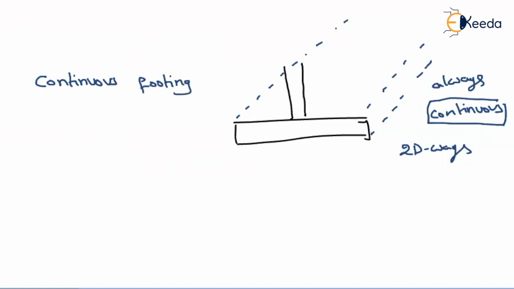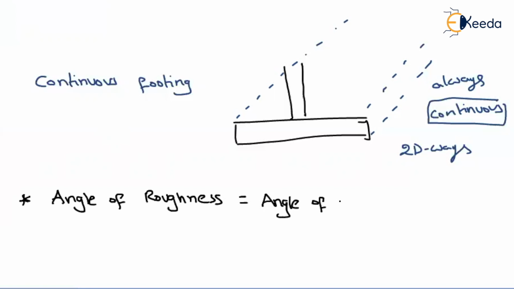Next assumption: as we are considering the base of the foundation as rough, we have to find the angle of roughness. Here he has considered the angle of roughness as equal to the angle of friction. What is meant by angle of friction? The angle of friction is the parameter to define the soil properties, that is phi. Even though in reality this may not exist, for simplification they assumed that the surface roughness is measured by using the angle of friction.